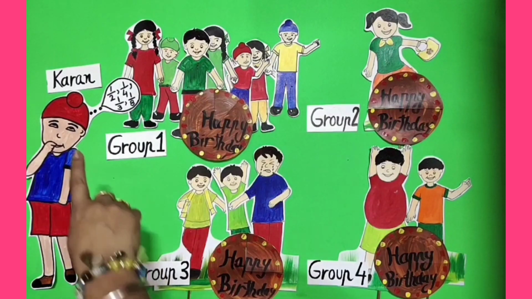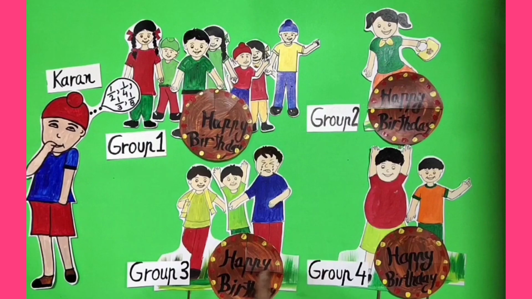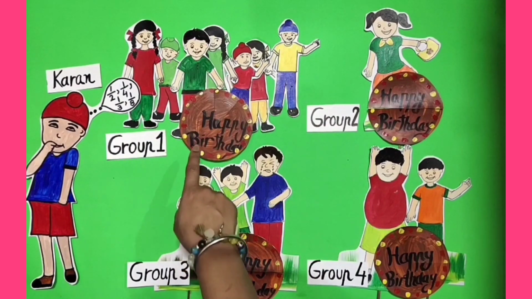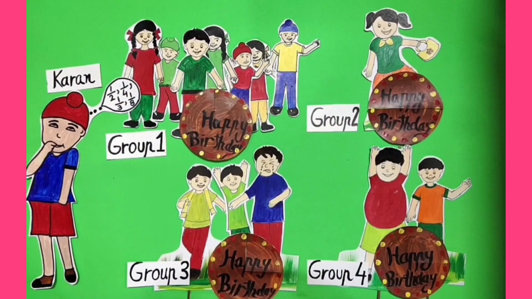Dear students, Karan and his friends are fond of cake. They brought 4 cakes and went to a park for a party. They made different groups as shown in the picture. There is the same size of cake with every group. Karan thought, which group should he join where he gets a bigger size of the cake?